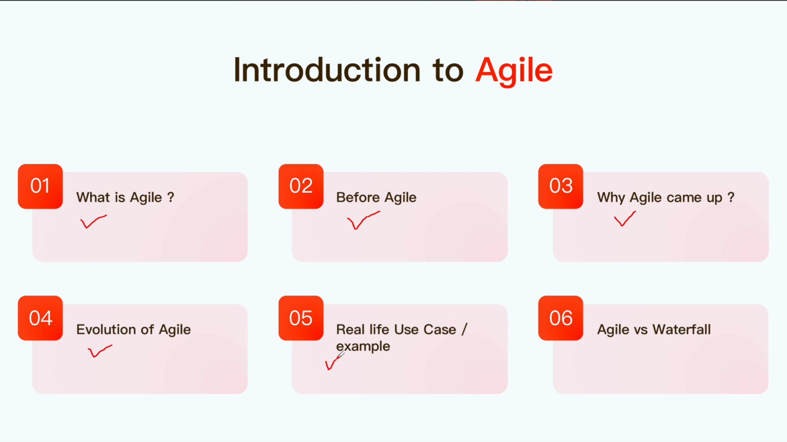We have also discussed about the real-time example of food ordering app where you can develop a menu part first and get a feedback. Then you can develop a cart management part and then get a feedback, right? Like this, you can develop a small parts of the app and get a feedback from the customer and then continue with the development. And finally, we have discussed about Agile versus Waterfall.